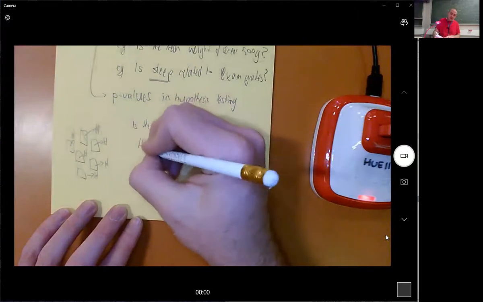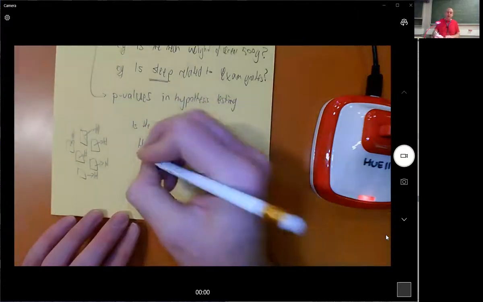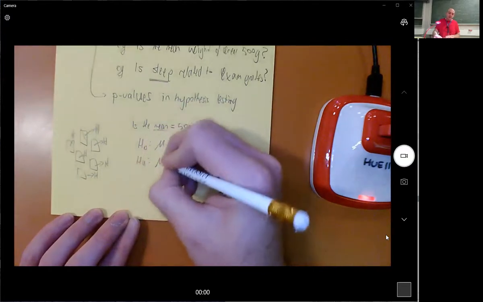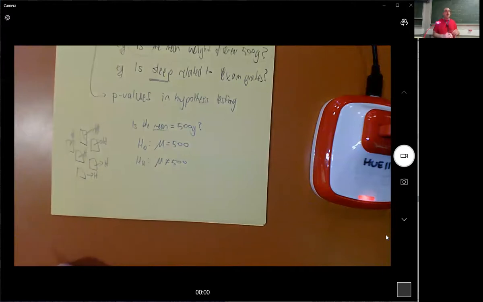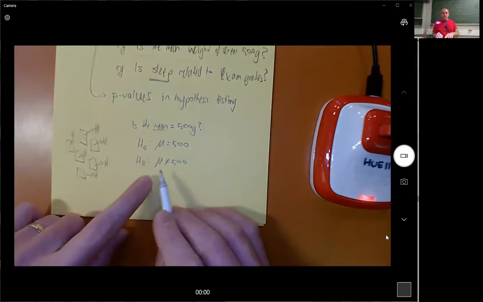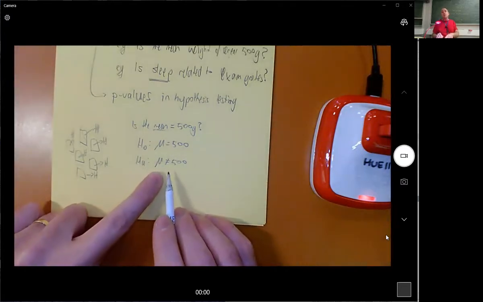So the null hypothesis is that the mean is 500. And the alternative hypothesis is that the mean is not 500. The reason why I say that, this one is not the null hypothesis because there are many ways to not be 500.